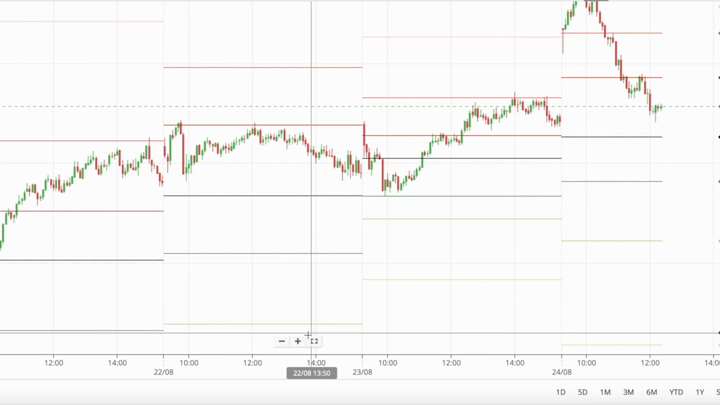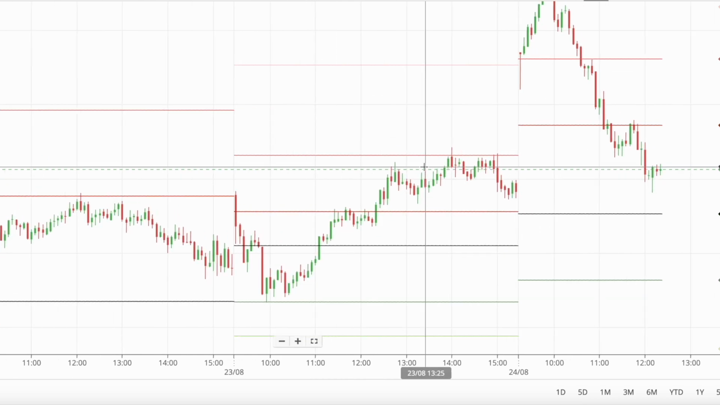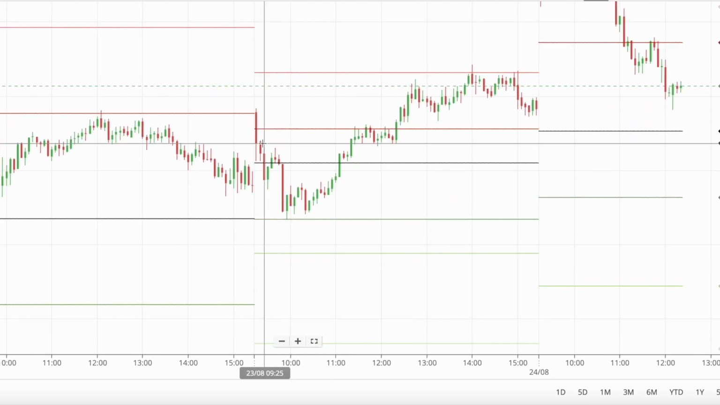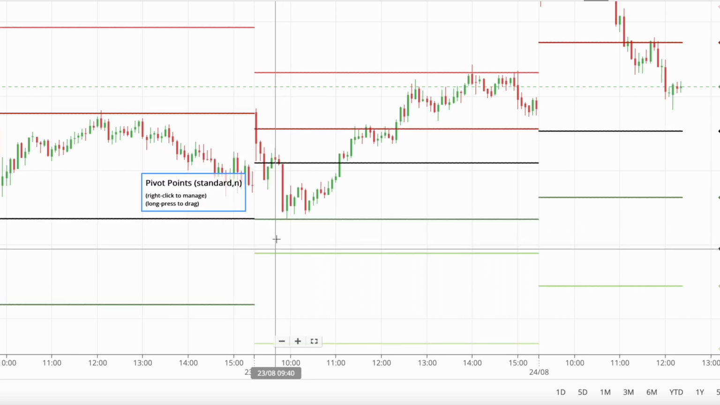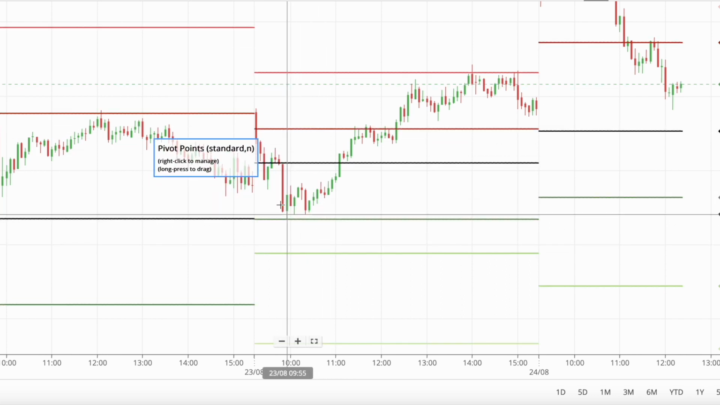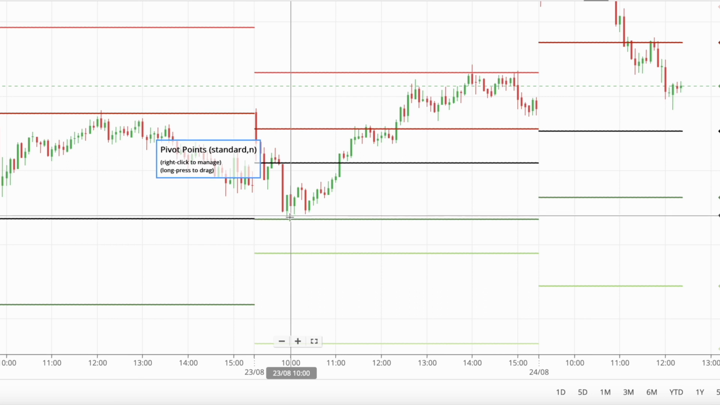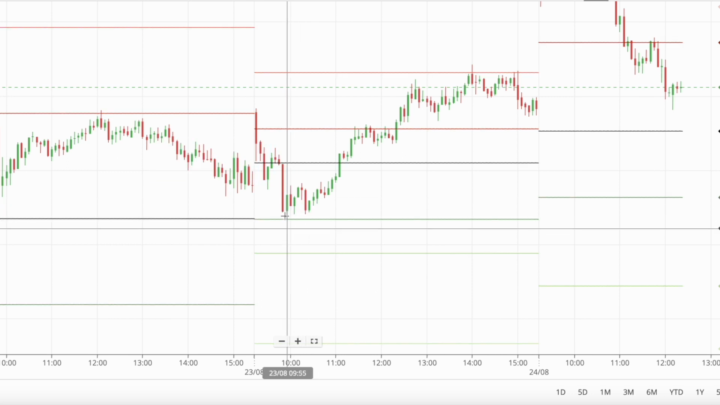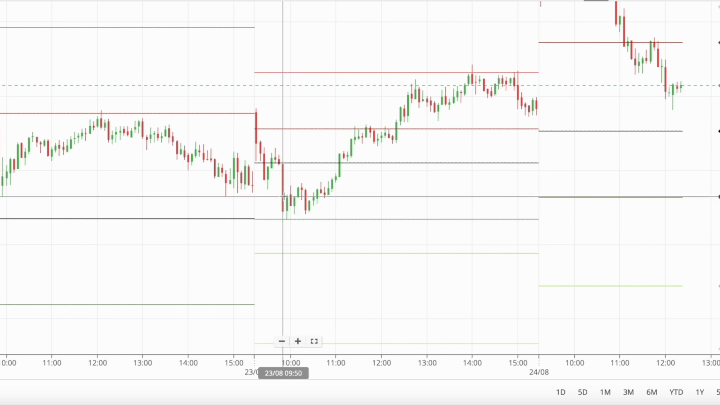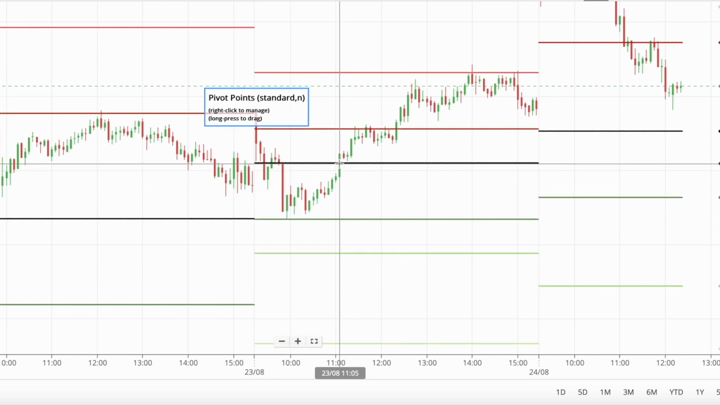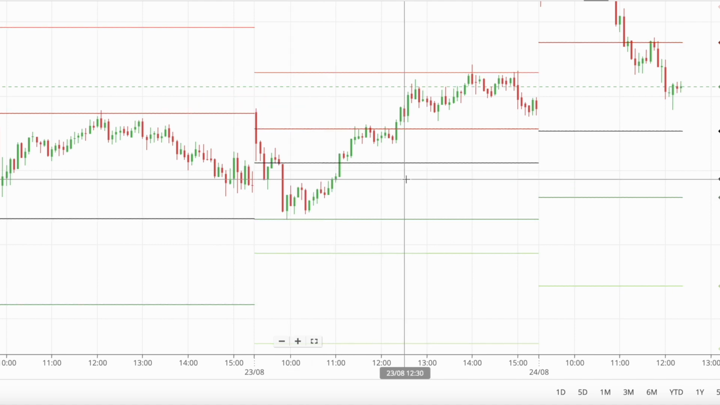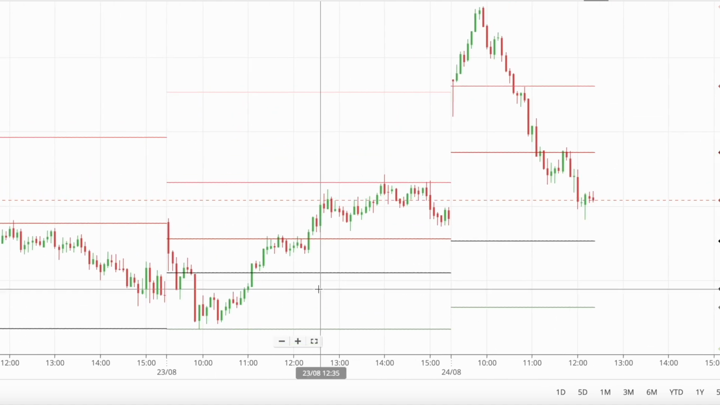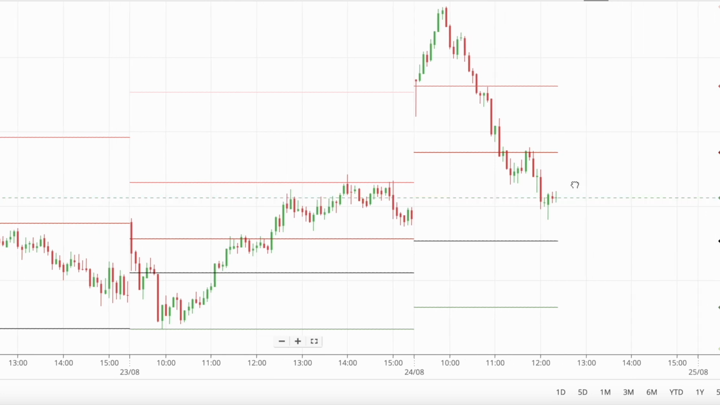Now for this point again, if we see, it opened between your R1 and your S1, and then it moved down. Then at this point, you see it touched this pivot point line, and then it closed up. So this is where we can say that it took support, and we can make an entry around here, and our targets are going to be again very small, somewhere around this point. We exit, and then we come to today's day, which is still going on.